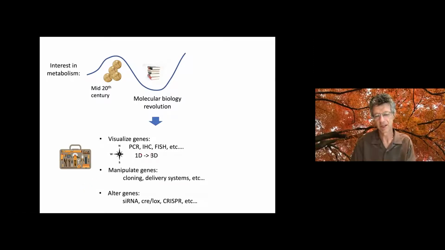We have amazing ability to visualize genes with various different northerns and westerns and southerns and PCR and qPCR and immunohistochemistry and some of the images that we've seen. They go from 1D to 3D and now to 4D. But more importantly, we can ask causality questions by manipulating these genes. We can clone them, we can deliver them, adenovirus, AAV, transfection, and we can also go in the organism and surgically alter individual genes with siRNA, with Cre-lox technology, with now CRISPR over the last few years.